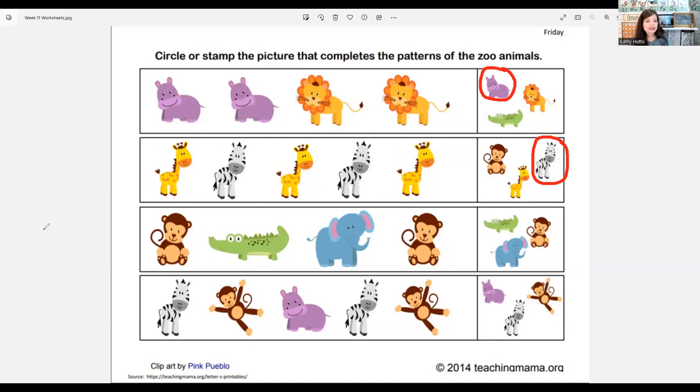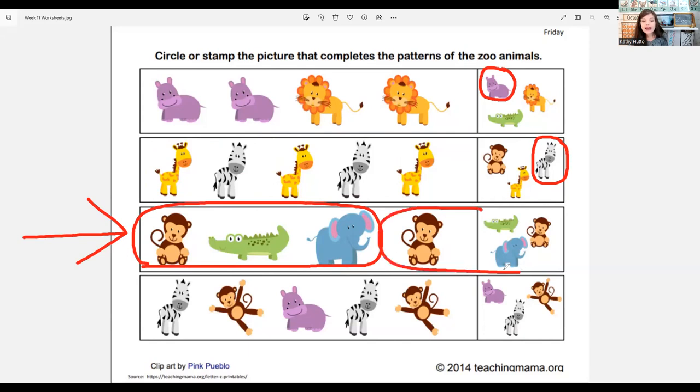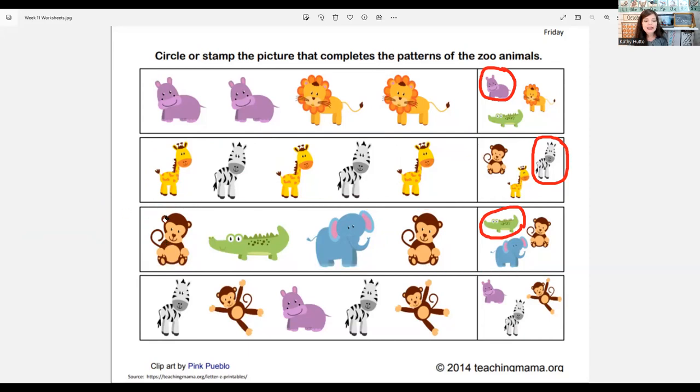Okay, let's do this one. It has a monkey, and then there's an alligator, and then there's an elephant, and then back to the monkey. So here's my pattern. Monkey, alligator, elephant. What will be after the monkey? The alligator. Good. Monkey, alligator, elephant. Monkey, alligator. And then if it continued, the elephant would be next.